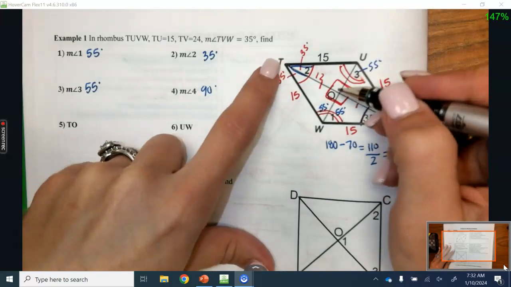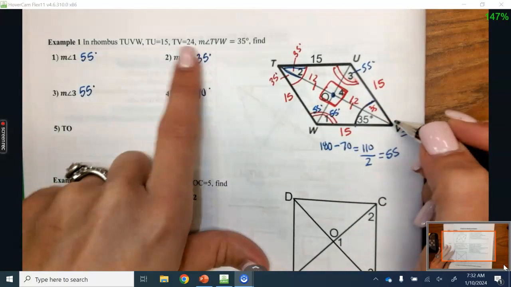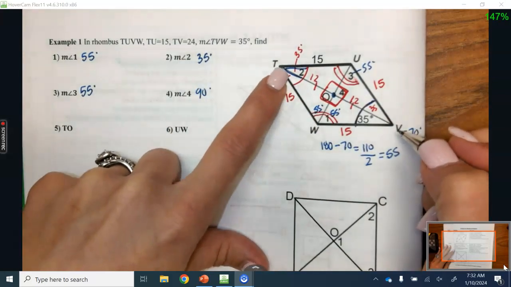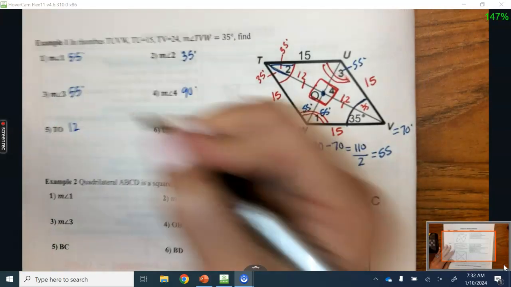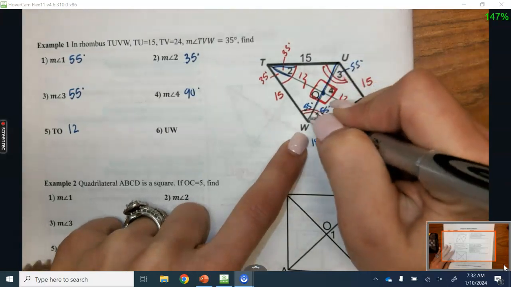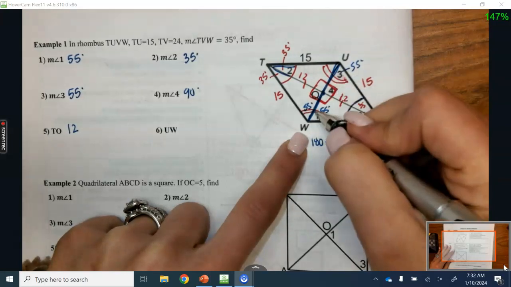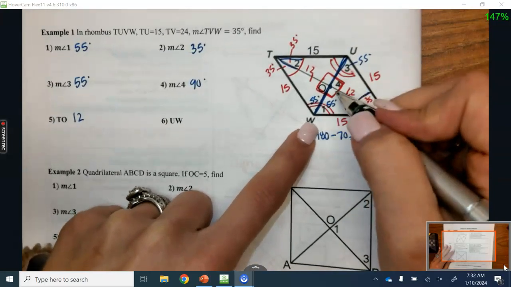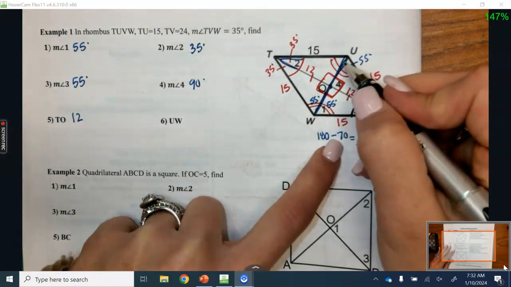TO was from point T to the midpoint. Okay, remember diagonals bisect, so they gave us TV. The entire diagonal was 24, so half of it is 12. And then UW. Okay, UW is this entire diagonal right here. We don't know anything about this diagonal, right? I wasn't given OW, I wasn't given OU, okay?